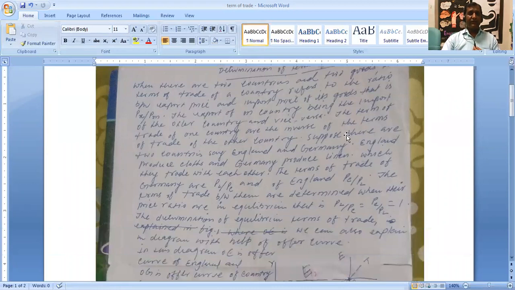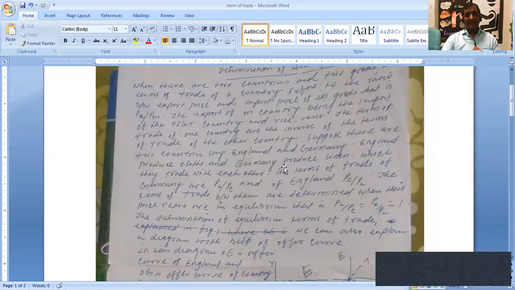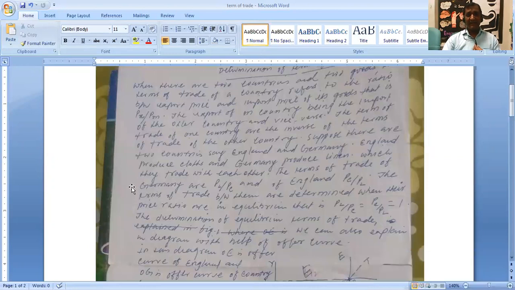Suppose there are two countries, say England and Germany. England produces cloth and Germany produces linen, which they trade with each other. The terms of trade of Germany are PL divided by PC, and of England PC divided by PL. The terms of trade are determined when their price ratios are in equilibrium, that is PL divided by PC equal to 1.